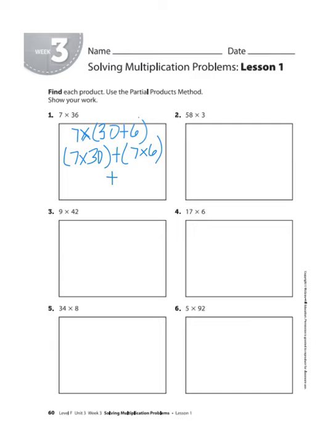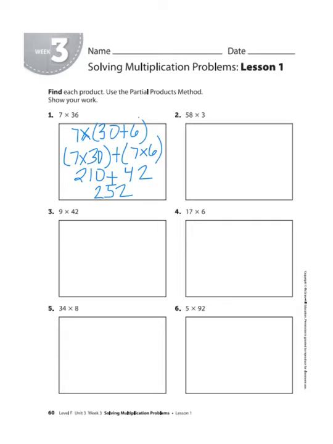So for 7 times 30, that would be 210 plus 42. And then you're going to add 210 plus 42. So your final answer is 252.